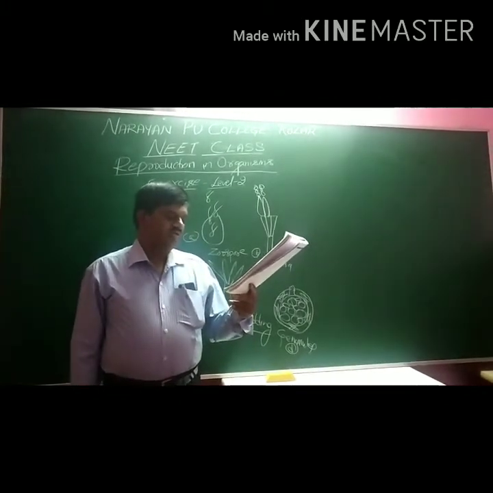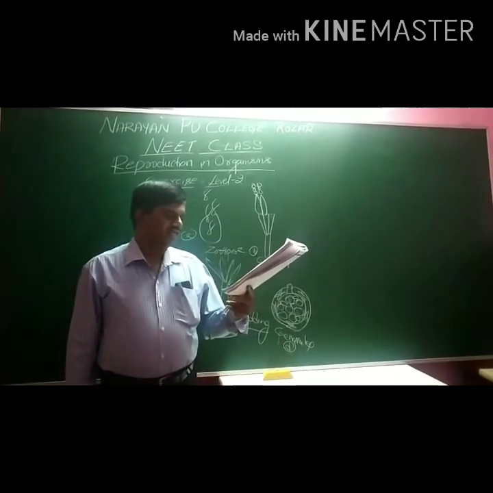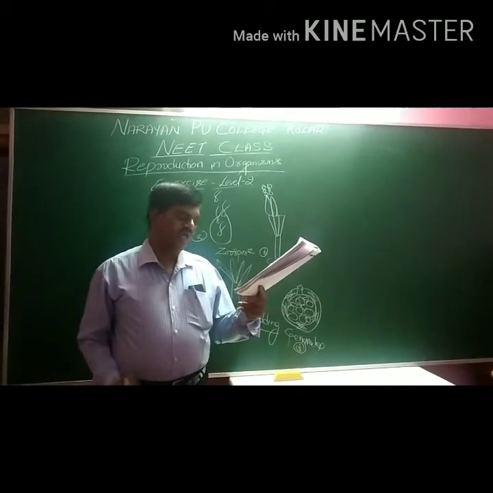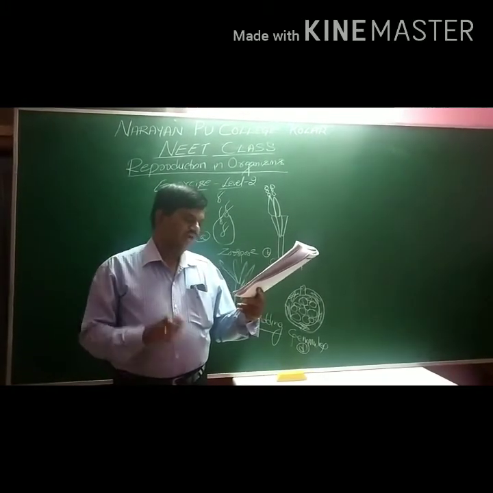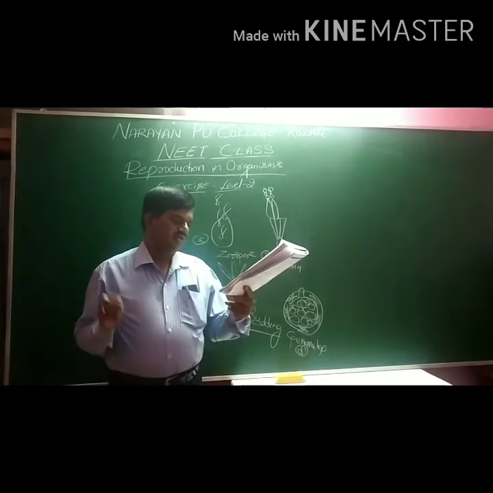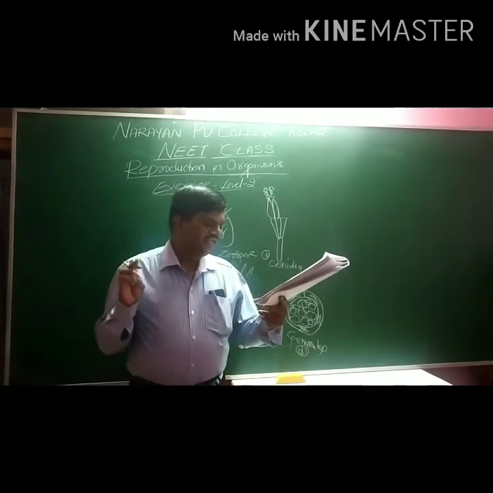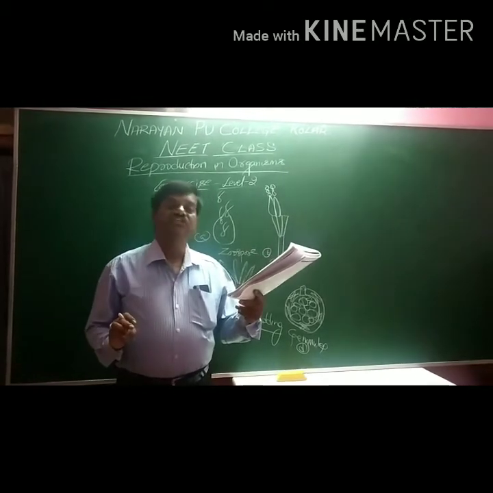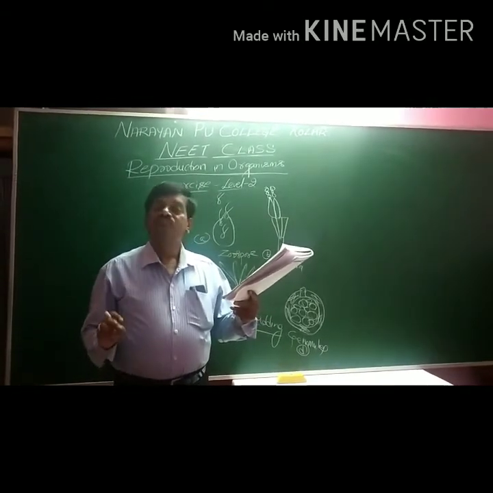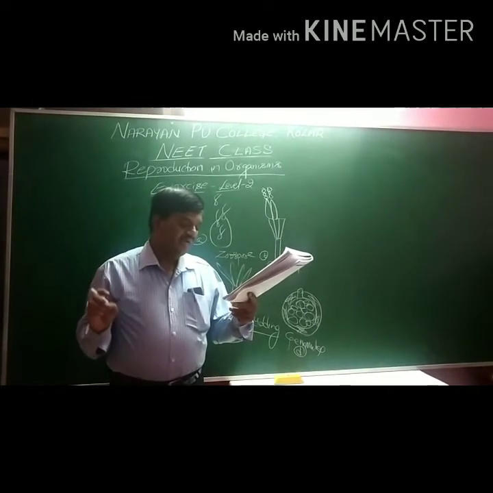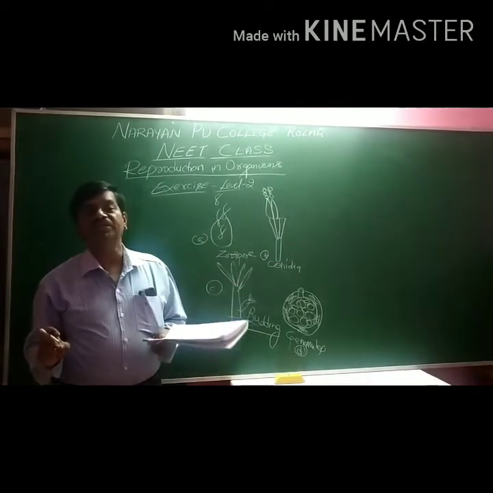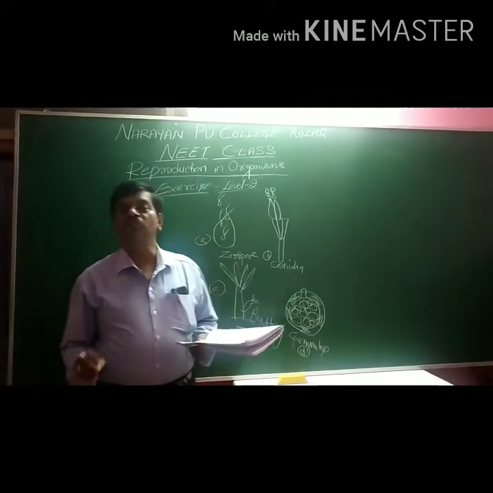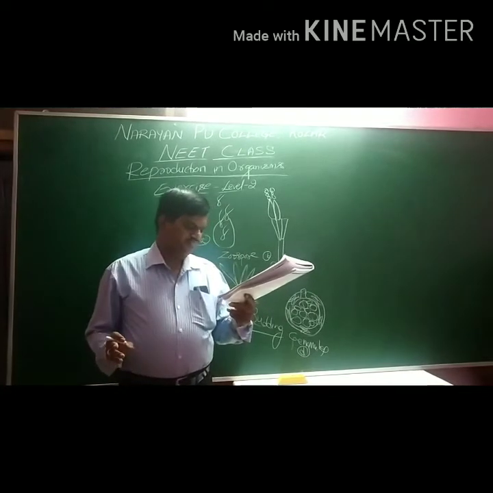Match column 1 and column 2. Choose the correct combinations of the options given below. I read out the right options. Internal fertilization is perithema. First option, perithema. Internal fertilization, perithema. Perithema posthuma is nothing but an earthworm.